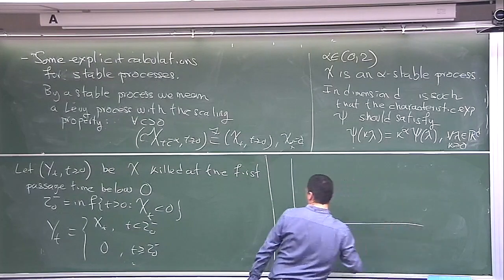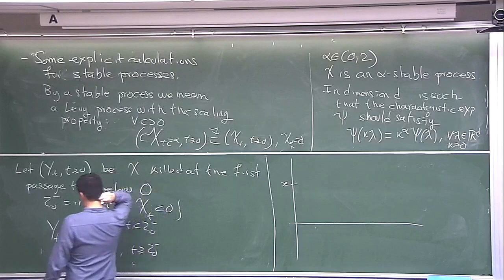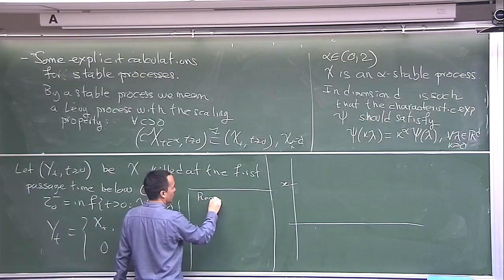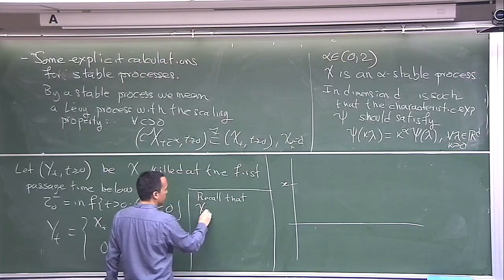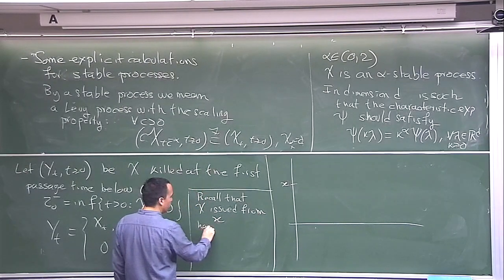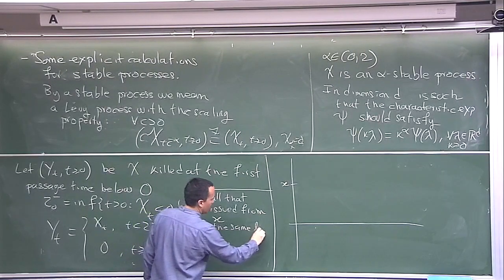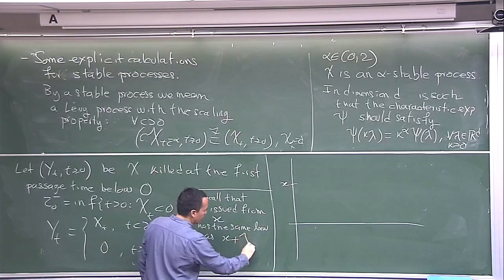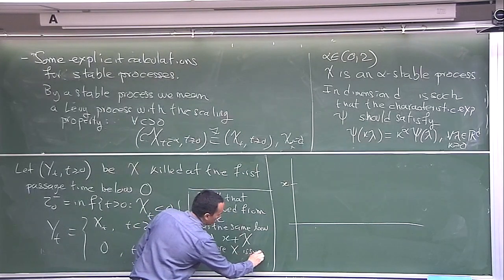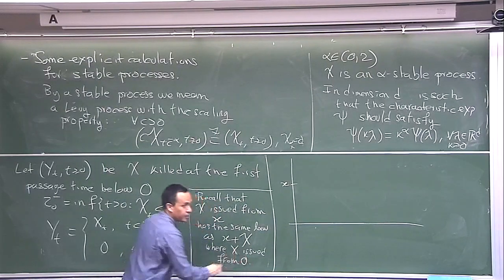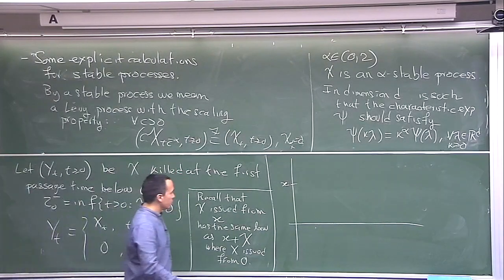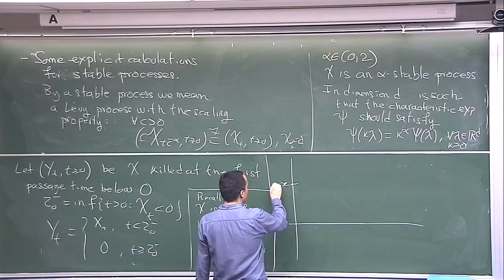So if we have a process that starts from x, just recall that X issued from little x has the same law as little x plus X, where X is issued from zero. So starting a Lévy process from little x is just shifting the path to x. So we start from a little x that is bigger than zero.